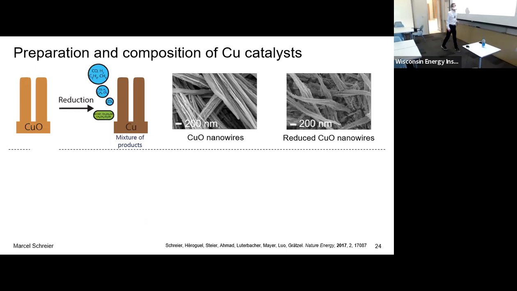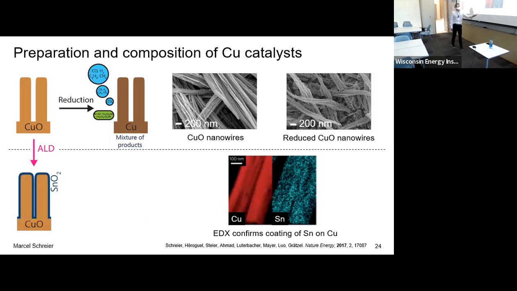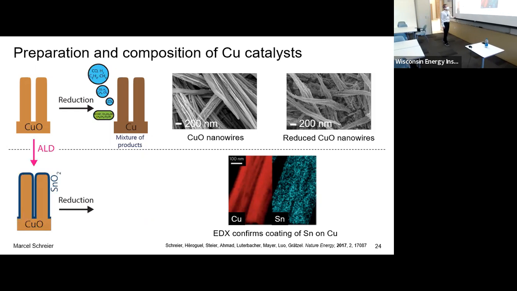Here is how this catalyst looks like. Now, when working with these systems, we discovered something very interesting. This was a serendipitous discovery. When you use atomic layer deposition, which is a very precise method for modifying surfaces, to deposit very thin layers of tin oxide on copper oxide, leading to quite uniform deposition of tin material, once you reduce this material, you get some sort of a reduced tin-coated copper catalyst.